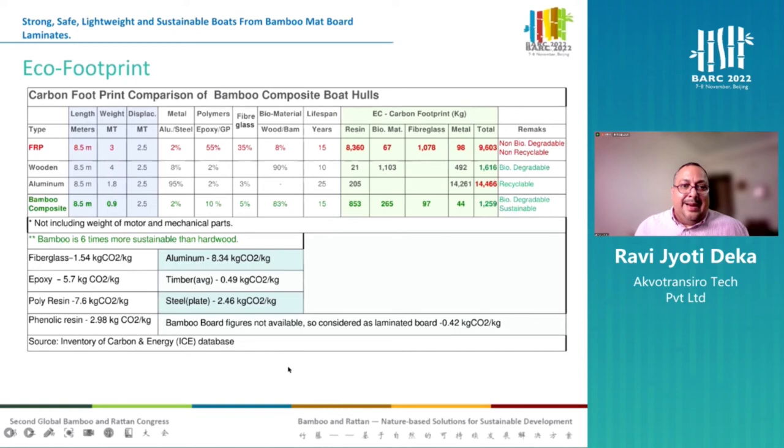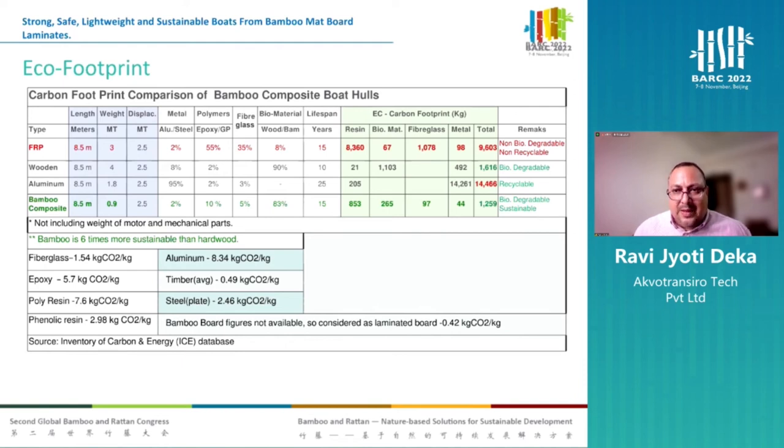In terms of the ecological footprint, we have compared how our boat ranks with traditional wooden boats, aluminium boats and fiberglass boats. If we take the carbon footprint of the individual materials used, our boat has a cleaner carbon footprint than even wooden boats, and it is much, much lower than fiberglass.